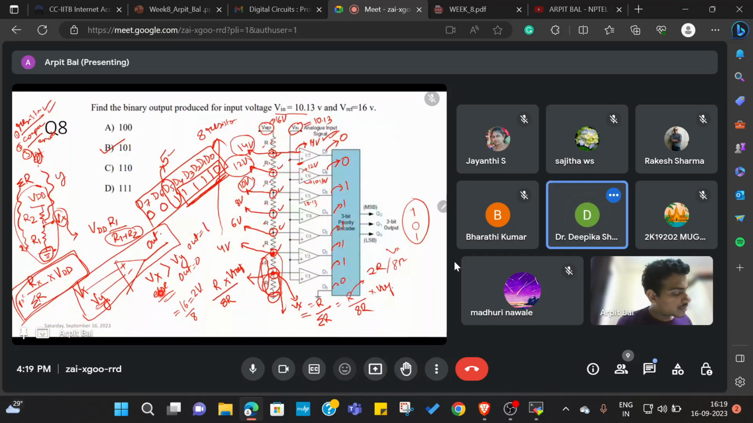Let me pick any one, let's say D1. The negative terminal is connected to 2 volts, right? And the positive terminal is actually connected to the incoming signal, right? So when will this output be 1?